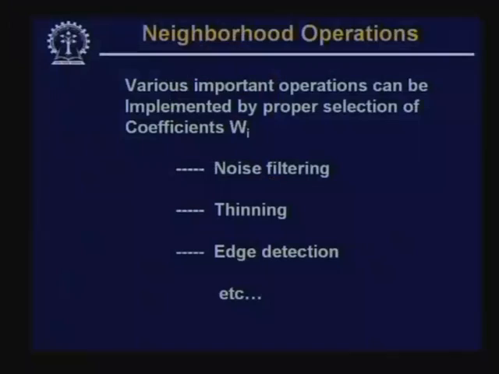So, this neighborhood operation using the template is a very general operation. It is useful not only for averaging purposes, it is useful for many other neighborhood operations, and we will see later that this can be used for noise filtering, and it can be used for thinning of binary images. This same template operation can also be used for edge detection operation in different images. So, with this we complete our lecture today.